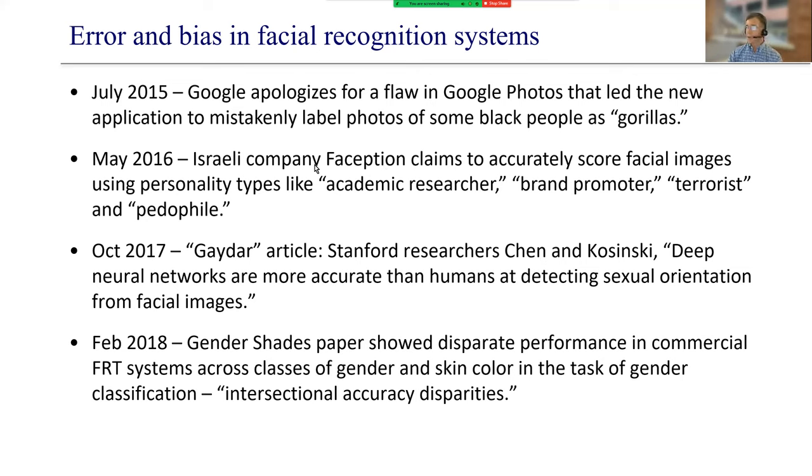Also, several years ago, there was a company called Faception that claimed to score facial images using personality types like academic researcher, brand promoter, terrorist, pedophile, to be able to predict behaviors based on just facial images. There was a lot of uproar about someone even doing that, claiming that it could be done successfully, or even wanting to apply that kind of thing. In 2018 was the now famous Gender Shades paper from a group at MIT showing disparate performance in commercial face recognition systems across classes of gender and skin color. That was really important in letting a lot of people know, especially in the general public who hadn't thought about this much, that there are significant issues of bias in these systems, and maybe in other kinds of AI systems as well.